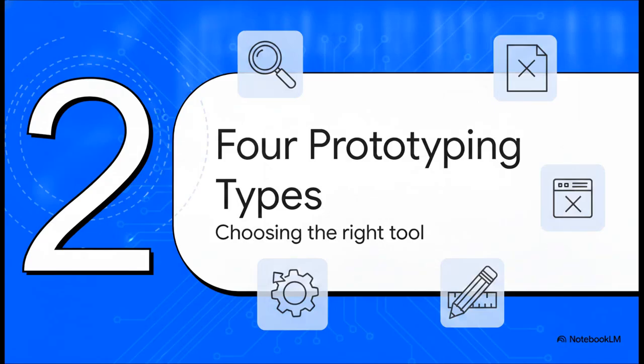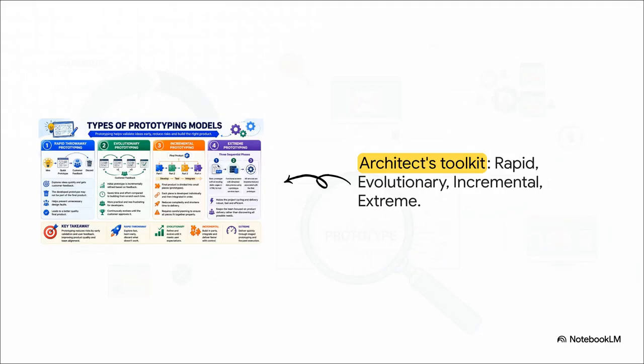Moving on to Section 2, the 4 prototyping types. This is all about choosing the right tool for the job. Now, what's really interesting about this slide is that this is exactly where exams get genuinely tricky. You have to be able to differentiate between 4 distinct subtypes.